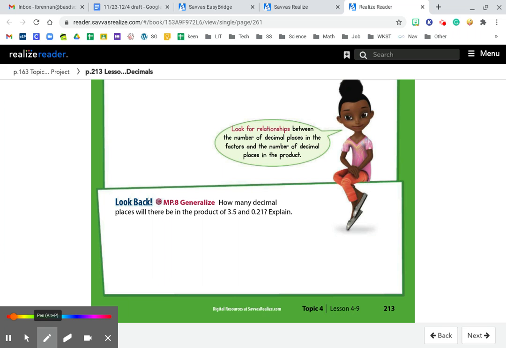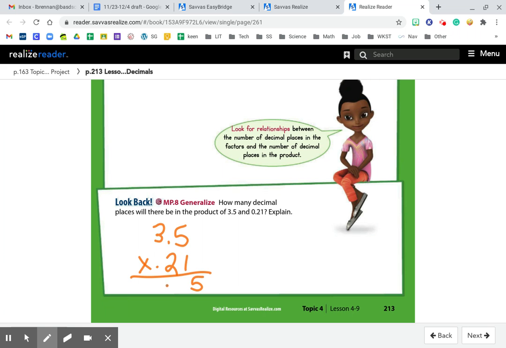So if we have 3.5 times 0.21 and we do all our multiplying and we add, and we have our digits, and we have to decide where does the decimal go. What we need to do is figure out how many digits are in decimal place value. Well, that 5 is 5/10, that 1 is 1/100th, and this 2 is 2/10. So there's 3 digits in decimal place value. So in our answer, we need to have 3 digits in decimal place value.